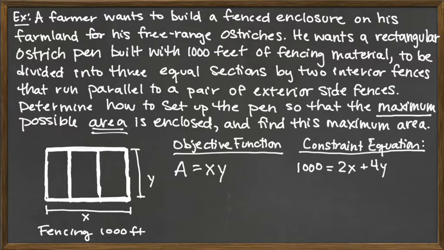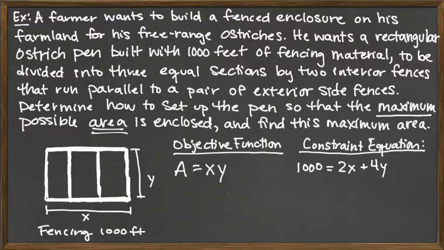So we just added up all of the fencing pieces together and set it equal to the total fencing length that we had, linear length there. And so that extra piece of information is the other way that our variables x and y are related to each other. And so we're going to be using that constraint equation to help us eliminate one of the variables in the objective function.